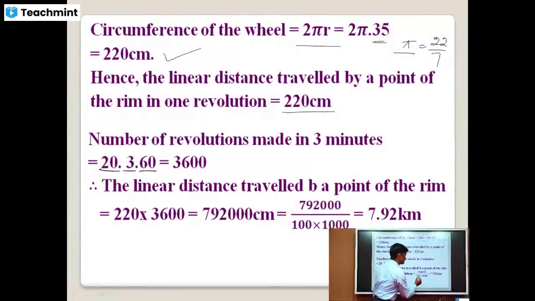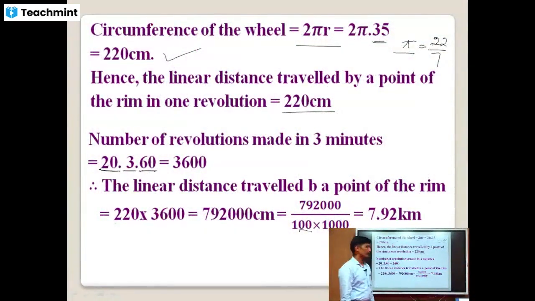Here we have 5 zeros. Therefore, decimal point after 5 digits. Therefore, it is 7.92 kilometer. That is the distance traveled in 3 minutes. That is the answer, number A, 7.92 kilometer. Next question.